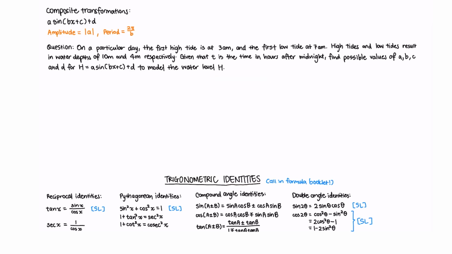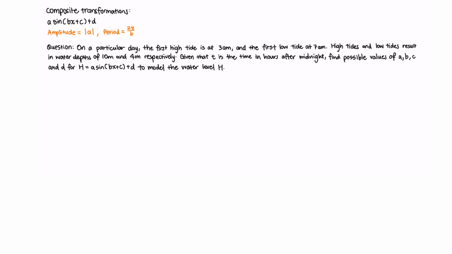With that in mind, let's solve a very typical IB question. Let's look at this. The first high tide is 3 AM and the first low tide is at 7 AM. High tides and low tides are water depths of 10 meters and 4 meters respectively. Given that T is the time in hours after midnight, find the possible values for this to model the water level H. So this is a sine graph, so it should look something like this.